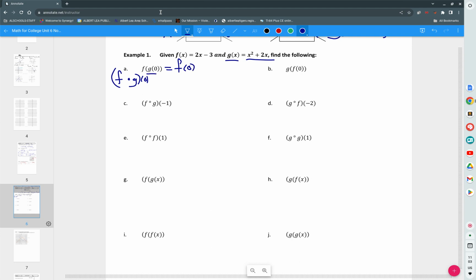That thing became 0. So I now determine f of 0. So I will take 0 and plug it in here. 2 times 0 minus 3? Negative 3.